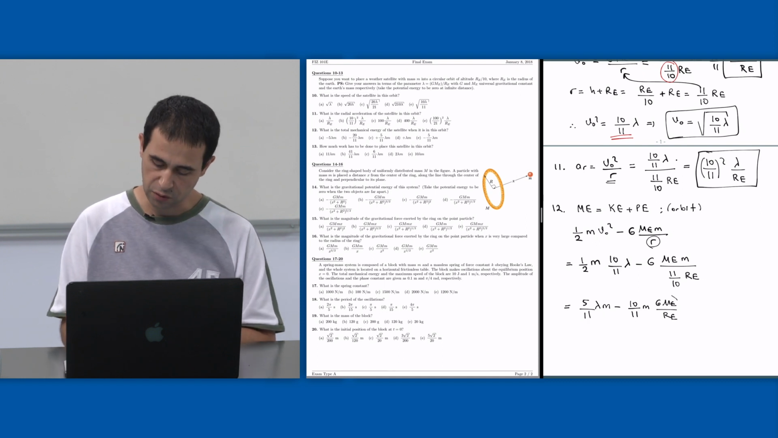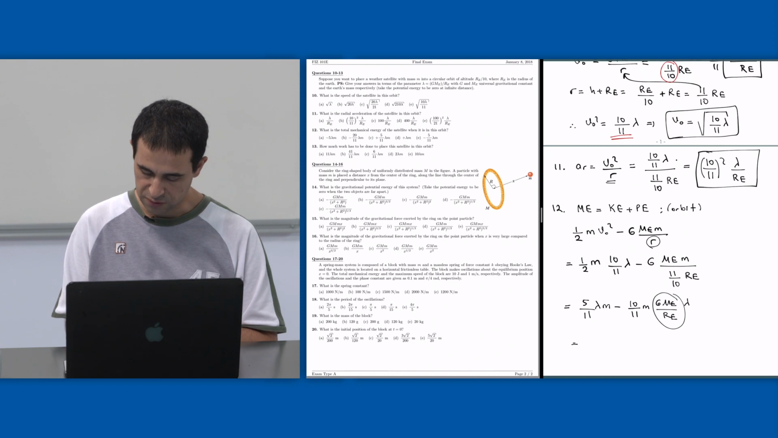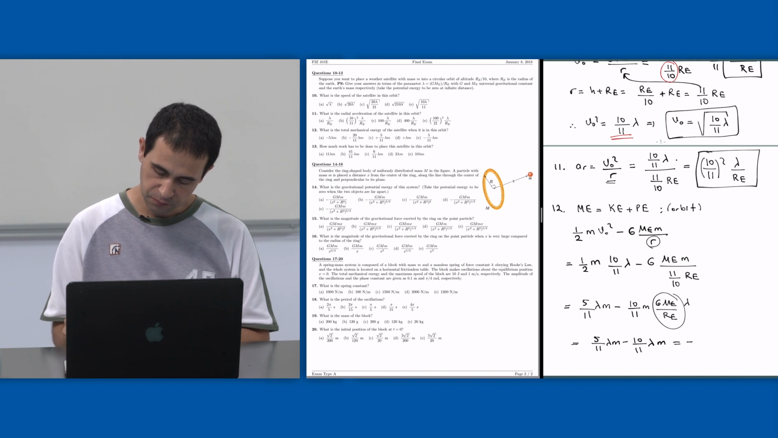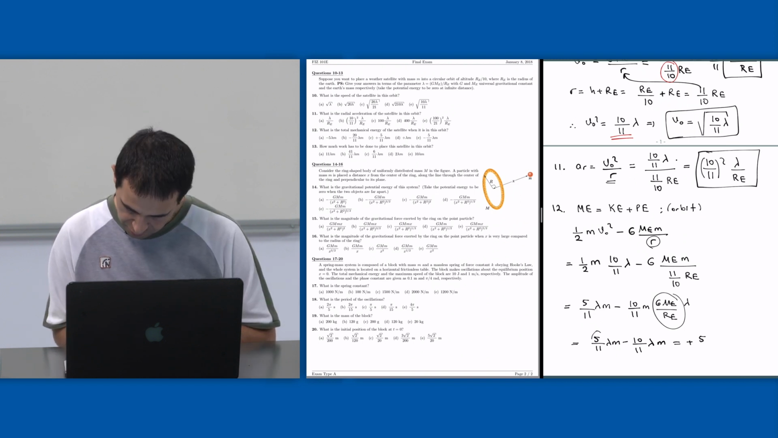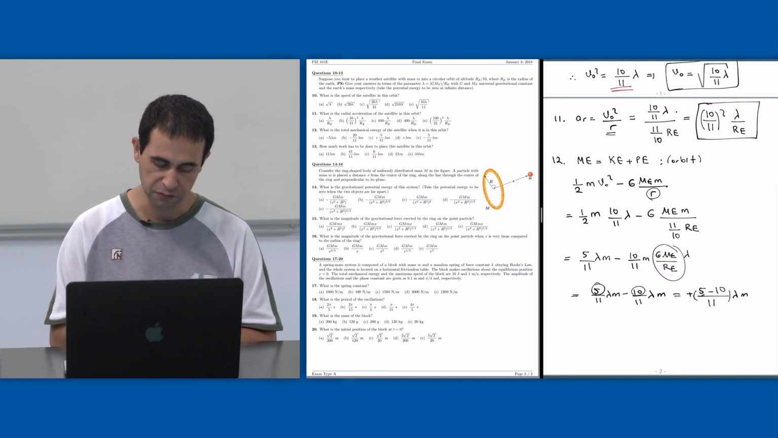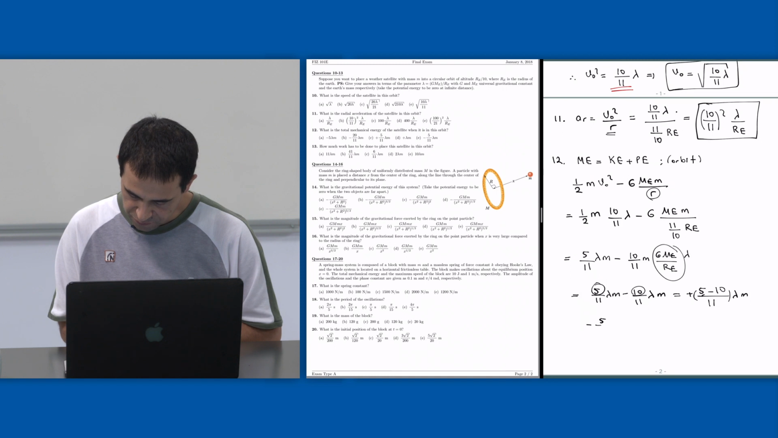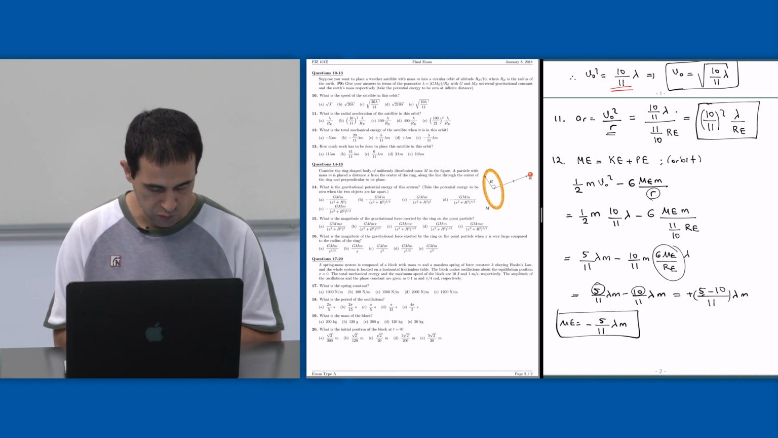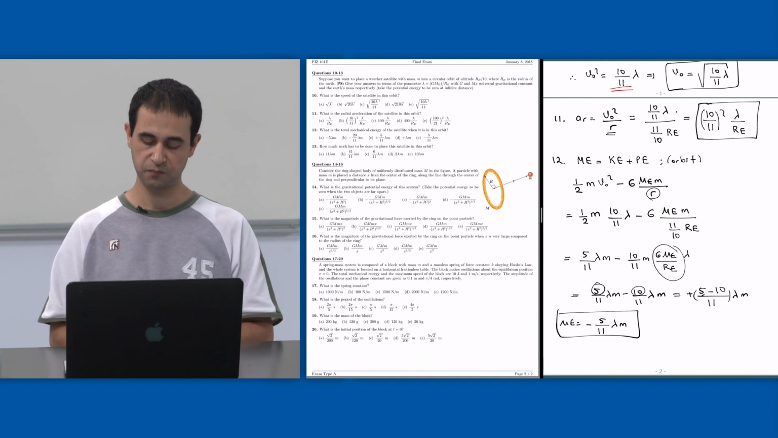And as you remember, this particular combination was called lambda. So that's equal to 5 over 11 lambda m minus 10 over 11 lambda m. And if we subtract one from the other, we get plus 5 coming from here, minus 10 coming from here, divided by 11, lambda m being the multiplicative factor in front. Subtract one from the other, we get minus 5 over 11 lambda times m. So that's the total mechanical energy of the system, which is choice E, right?